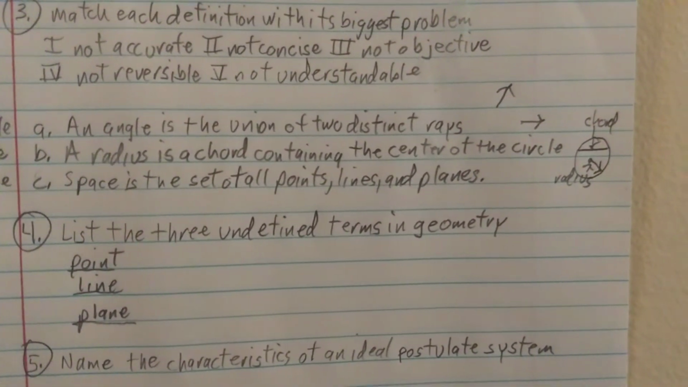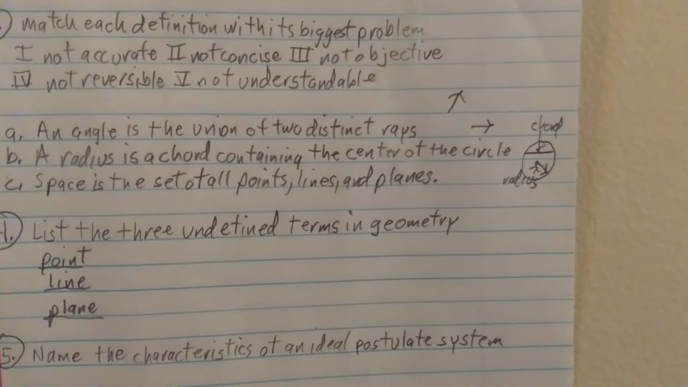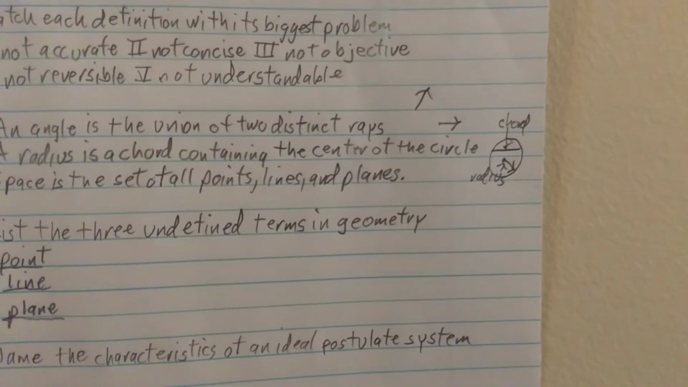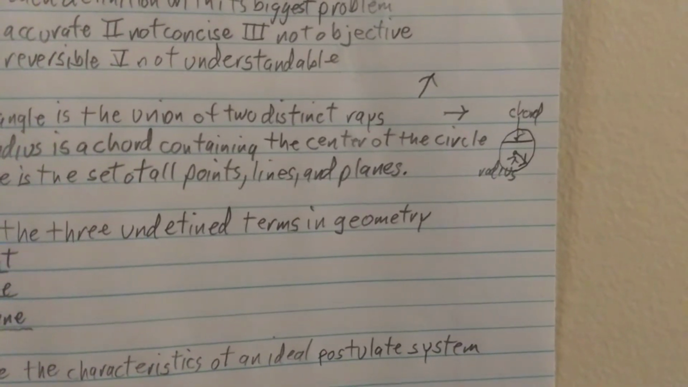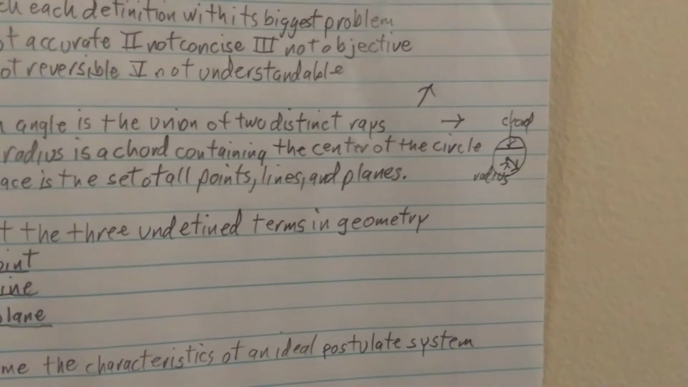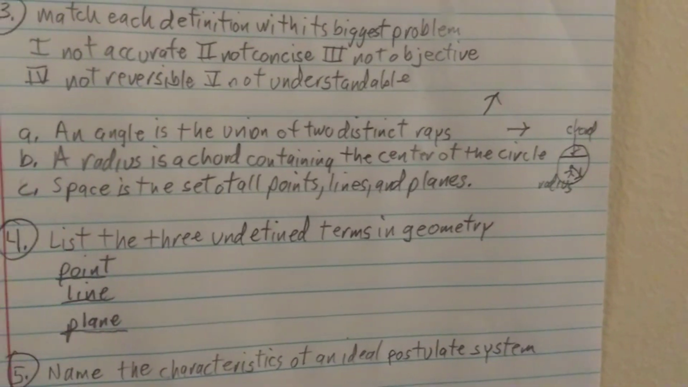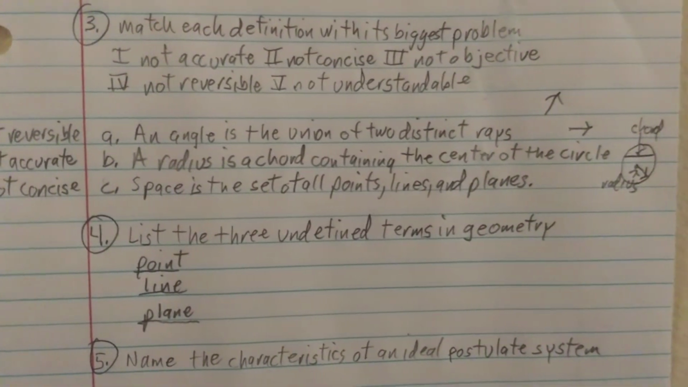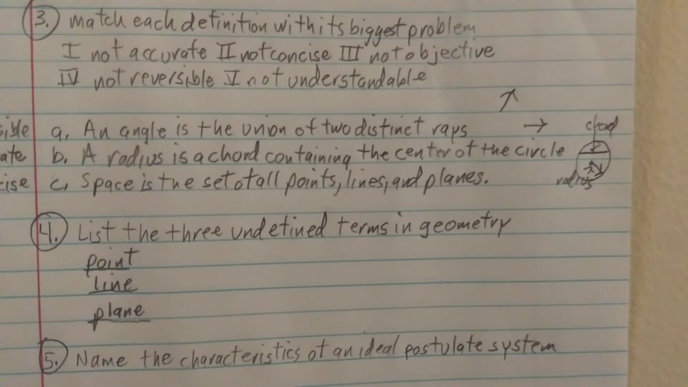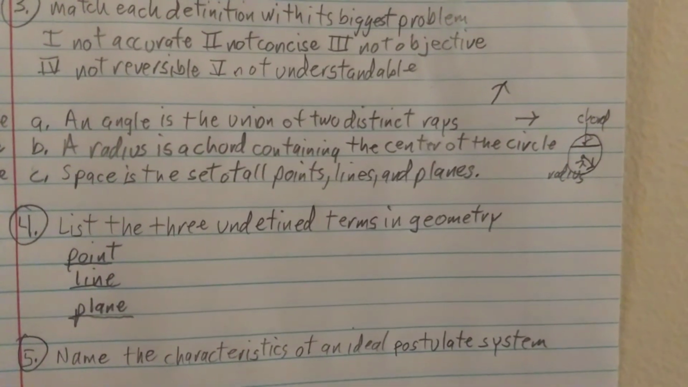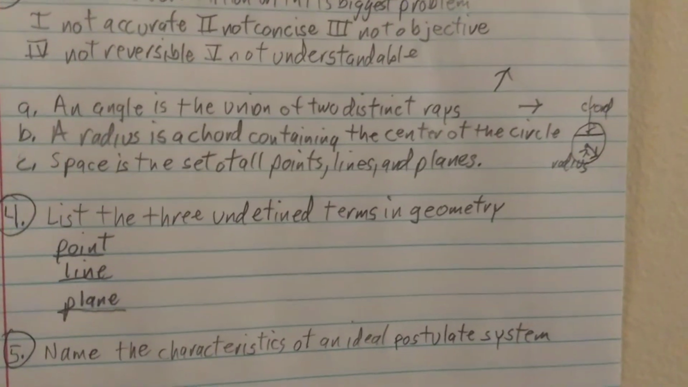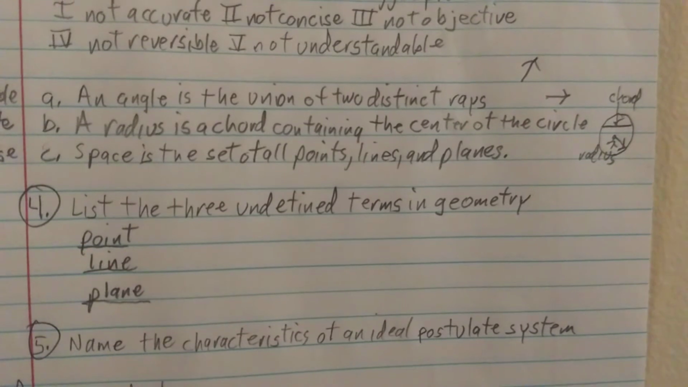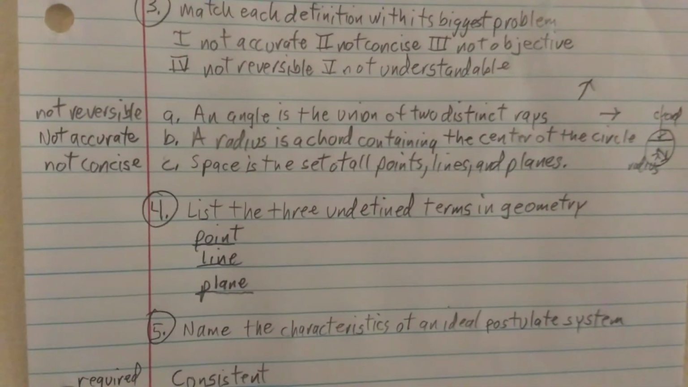Now B: radius is a chord containing the center of the circle. A chord goes all the way from side to side of a circle, but a radius starts at the center and goes to the side, so a chord is not a radius, and that makes this definition not accurate. Now for C, space is the set of all points, lines, and planes is too wordy because our definition when we did that was space is the set of all points, and that's all I need. So this would be not concise.